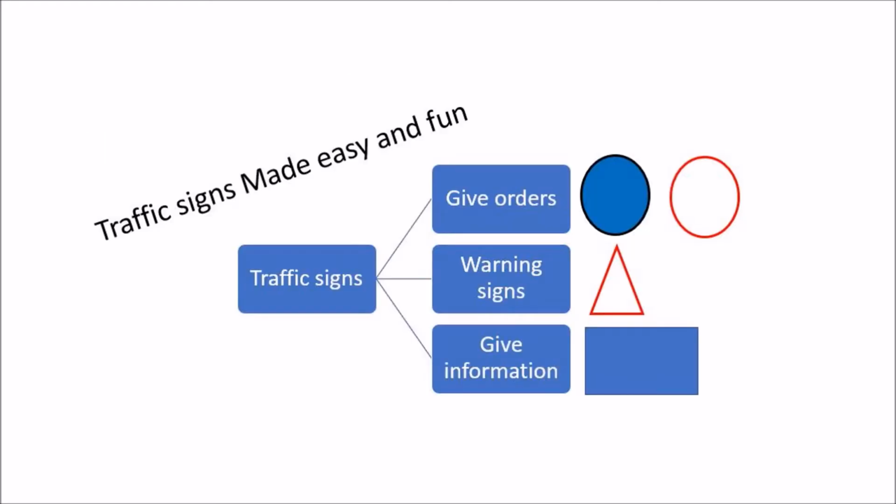So in summary, we know that the give order signs are represented by the blue or the red circles, warning signs are represented by the triangles, and the give information signs are represented by the blue rectangles. There are some exceptions, and that we will see those exceptions in the next video.